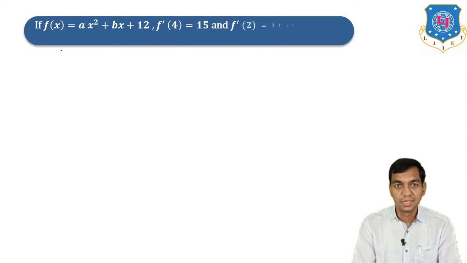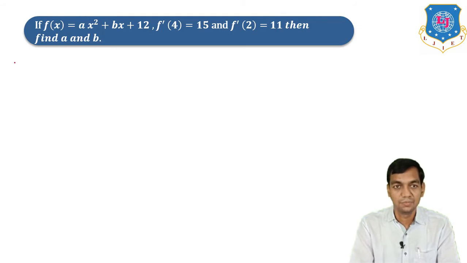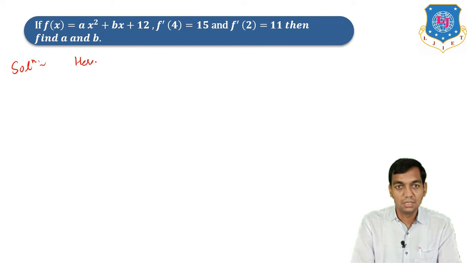Now, what you have been given: if f(x) is equal to this, and f dash of 4 has a value 15 and f dash of 2 has a value 11, then find the value of ab. Now here I am starting with the solution. Here f(x) is ax square plus bx plus 12. So f dash x: a is constant, x square has a derivative 2x, so 2ax plus b.